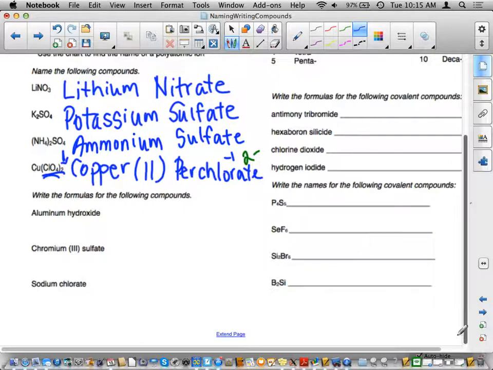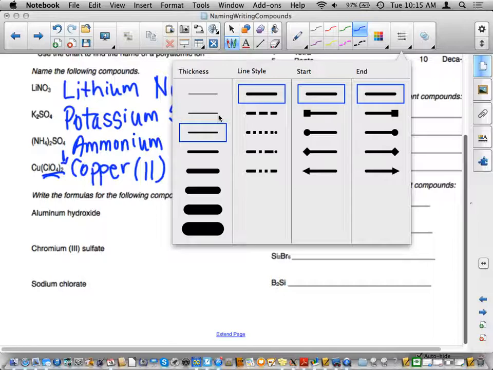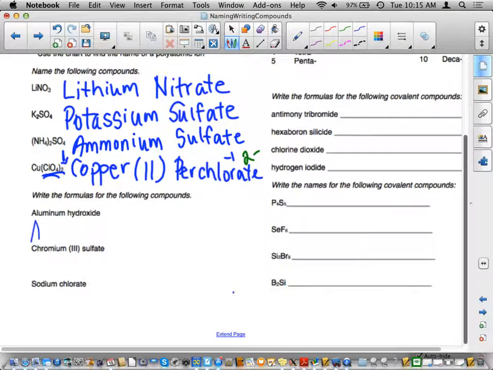All right, now naming these compounds. Aluminum hydroxide. Aluminum, do we find on the periodic table? Yep, aluminum. What is the charge? +3. Aluminum's right here. Hopefully you guys are starting to become a little bit more familiar where things are located. +3.